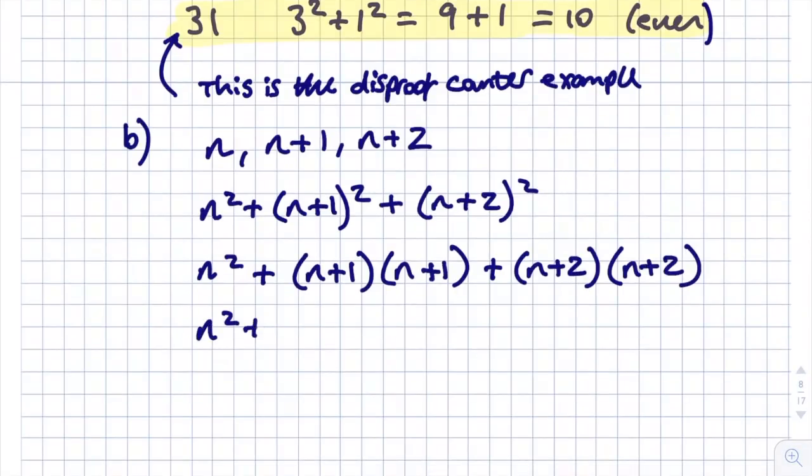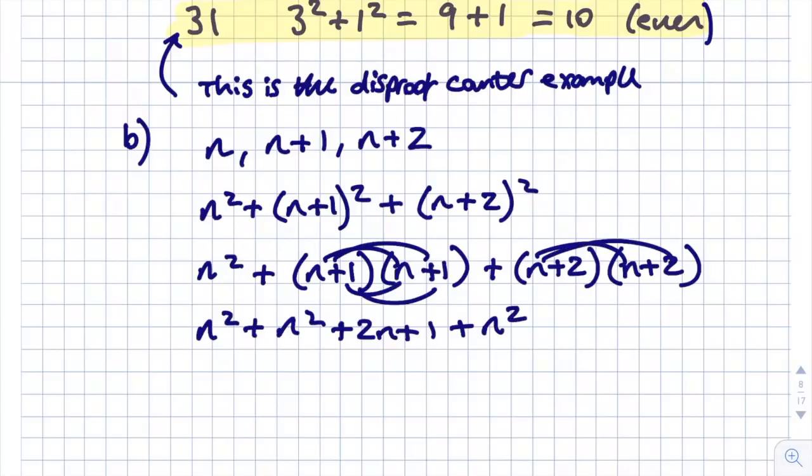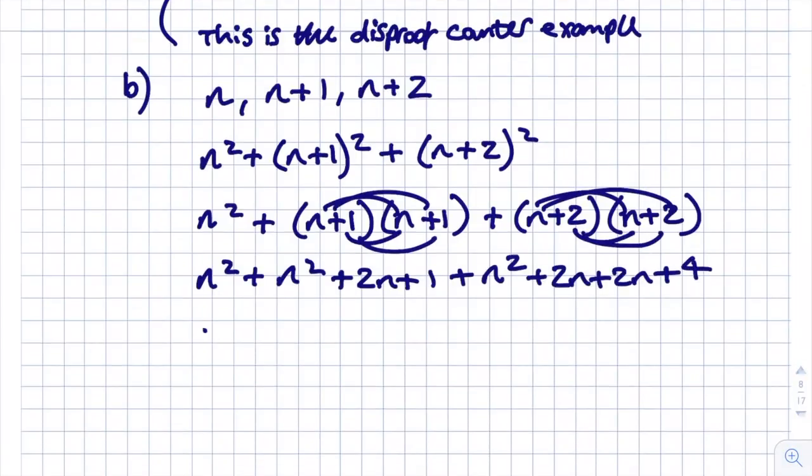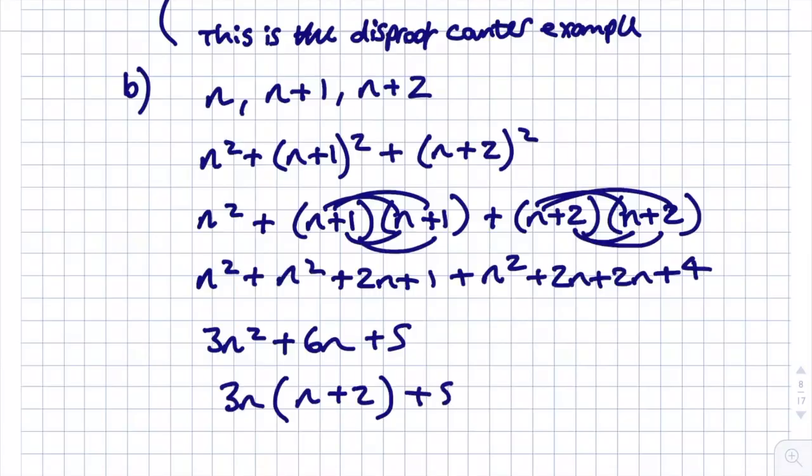This simplifies to n squared plus n squared plus 2n plus 1 plus n squared plus 2n plus 2n plus 4. That simplifies to 3n squared plus 6n plus 5. Now what we can do is take out a factor of 3 from 3n squared plus 6n, which is going to be n squared plus 2n, and then we can add 5 on the end.